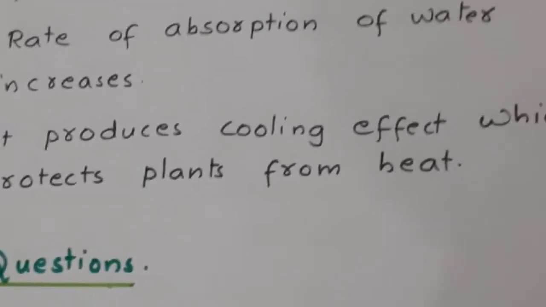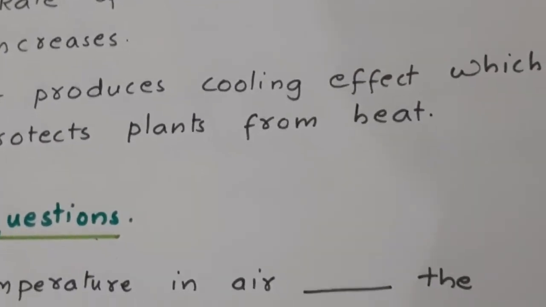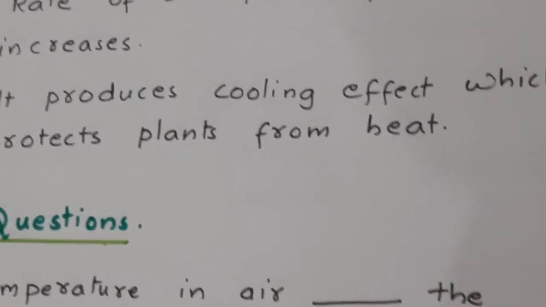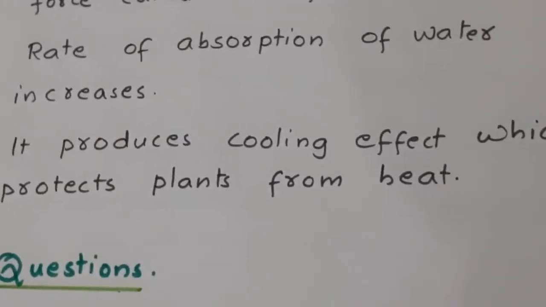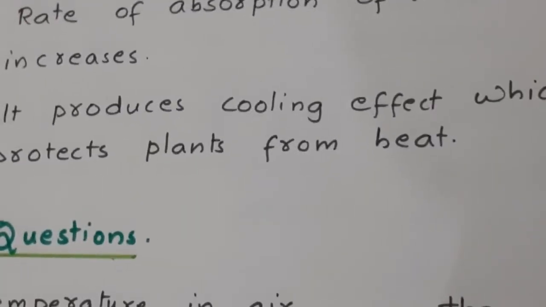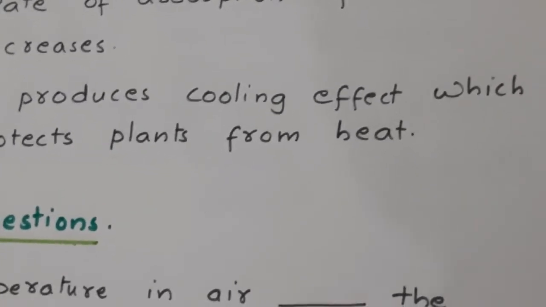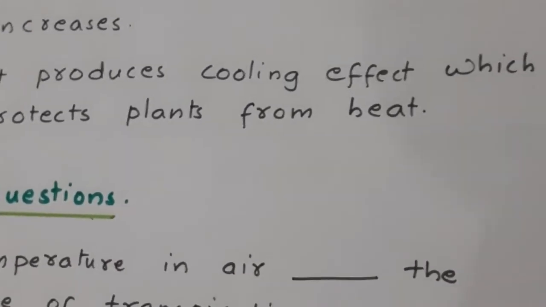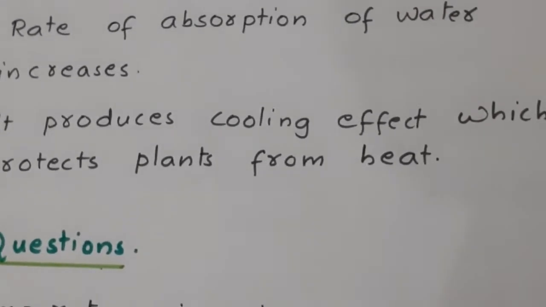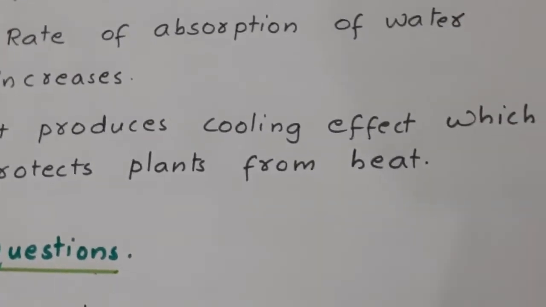And the last point is it produces a cooling effect which protects plants from heat. Because of this water vapor, water is going out from the leaves, and near the plant we can feel some coolness. You can also feel this coolness if you sit under a tree, because of the presence of water vapor. This water came from the leaves or stem, from the holes of the plant body. The plant is giving water outside, so it will produce a cooling effect also. So these are the importance of transpiration. I hope you understand. Now we will see some questions.